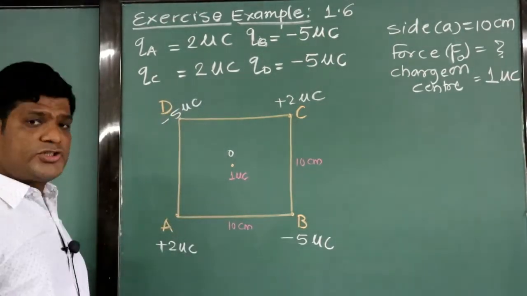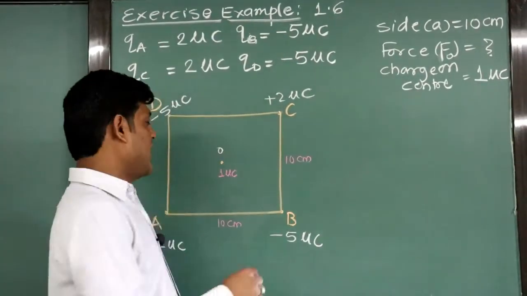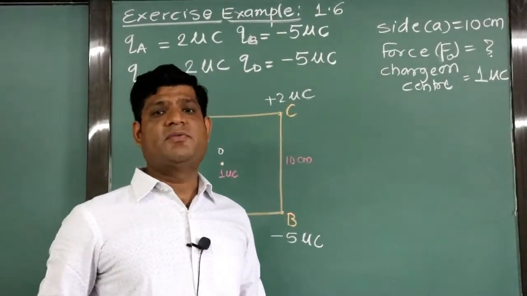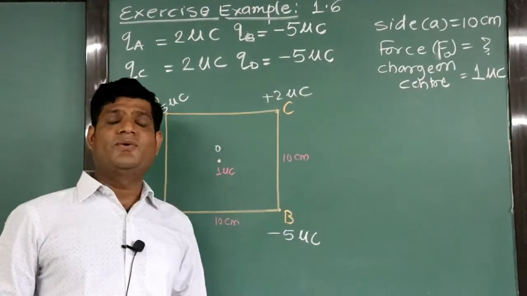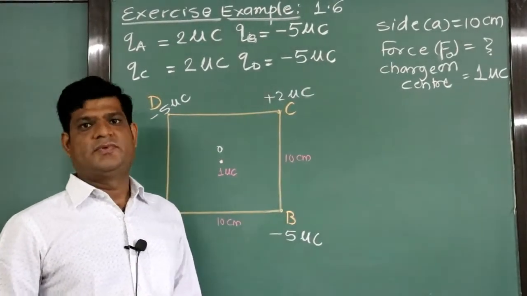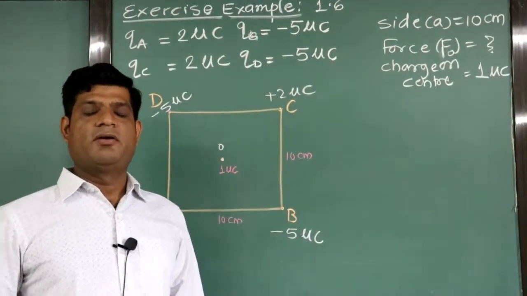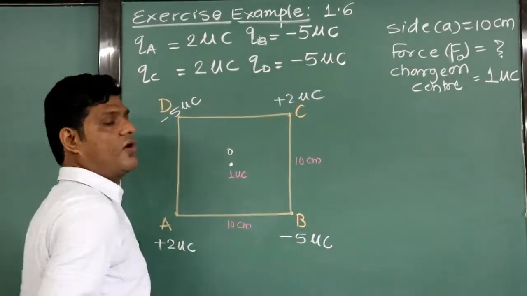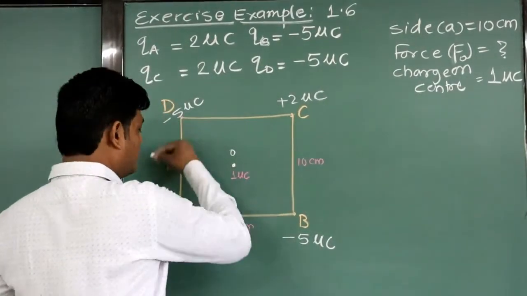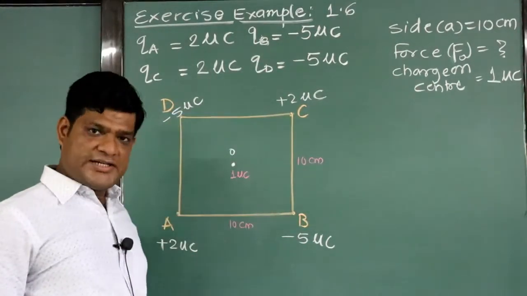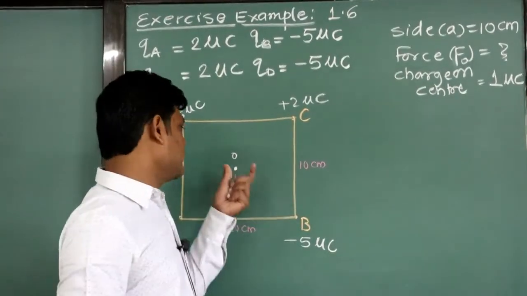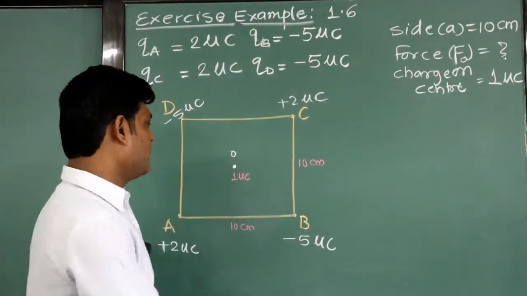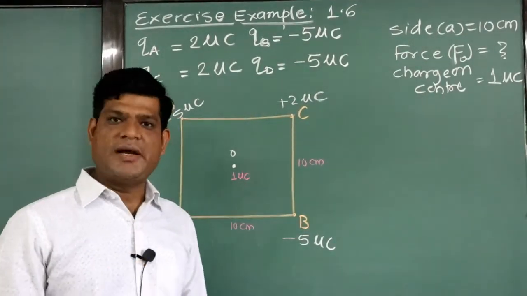The question is to find out the force acting on the center of the square, and on the center of the square a 1 microcoulomb charge is kept. See what is the question? Find out the force acting on the center of the square due to the 4 charges. On the central part, a 1 microcoulomb charge is kept.